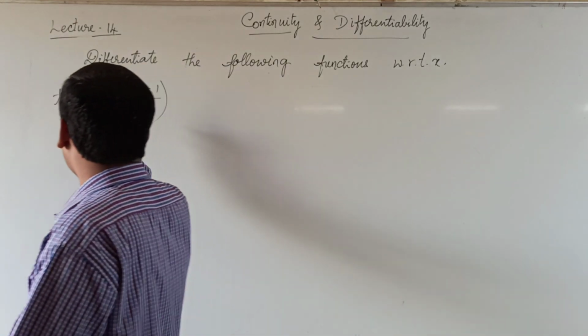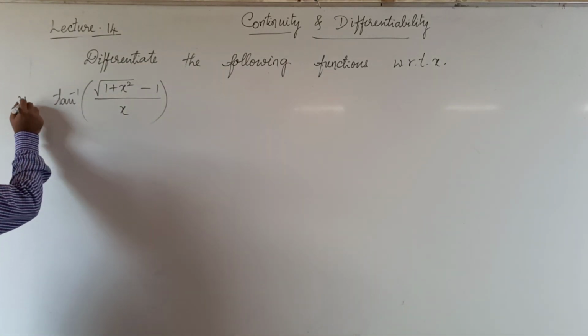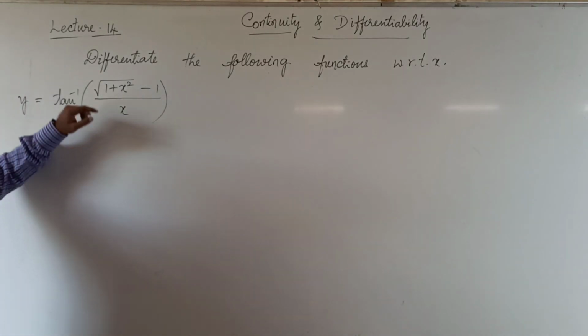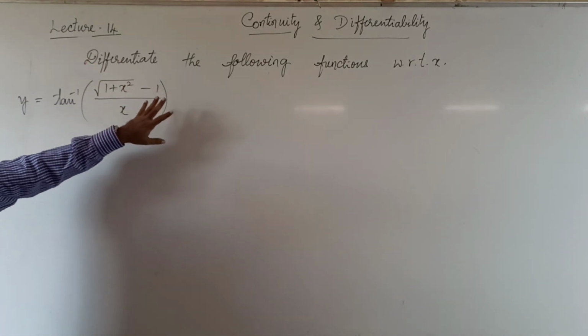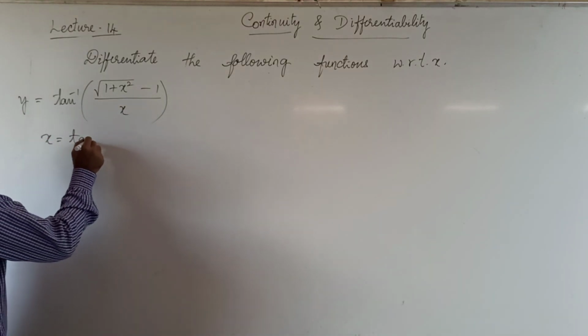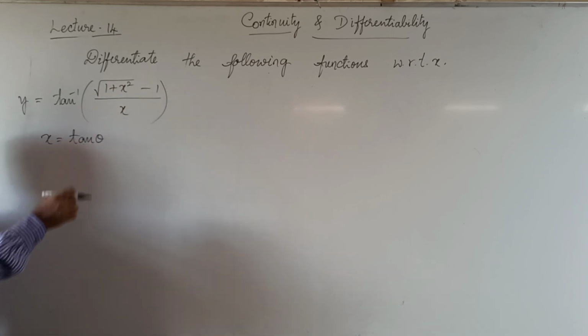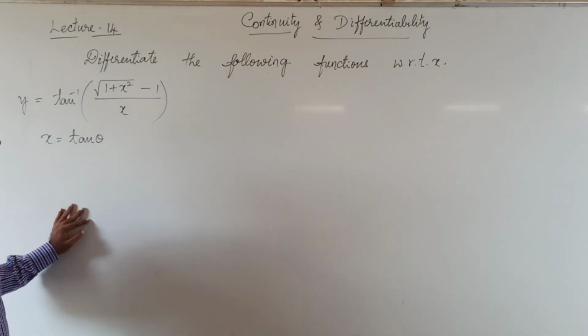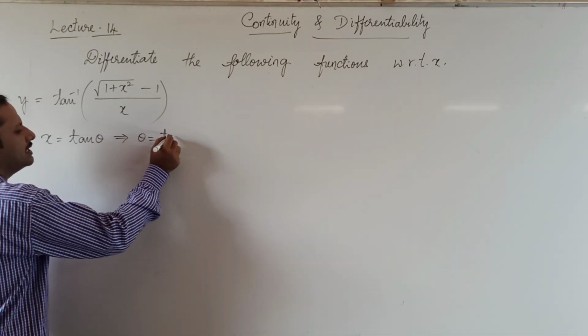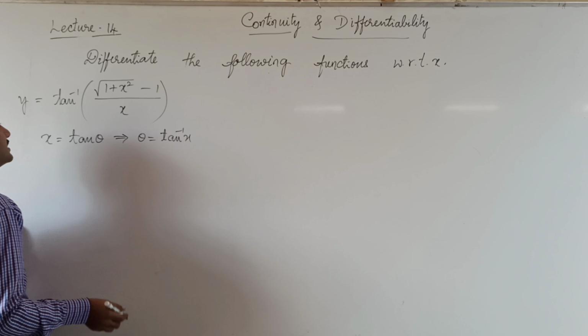Here we have a root 1 plus x square. I will call this y. You write it in the next step: y is equal to tan inverse of root 1 plus x square minus 1 by x. I will make a substitution as x equal to tan theta. Here also, because of the presence of this factor root 1 plus x square, I am going for x equal to tan theta. That will imply theta is equal to tan inverse x.